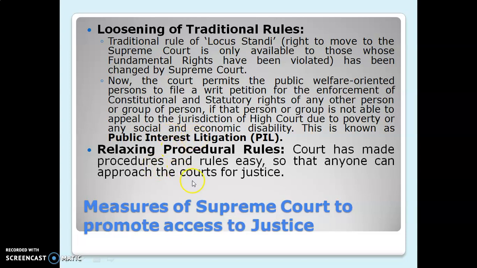Then relaxing procedural rules. The court has made procedures and rules easy in comparison to the earlier ones, so that anyone can approach the court for justice. So that an uneducated, poor person who belongs to a backward class, whomsoever he or she may be, now finds the rules so easy that anyone can approach the court for justice. So that justice could not be denied because of lack of resources or lack of knowledge or education.